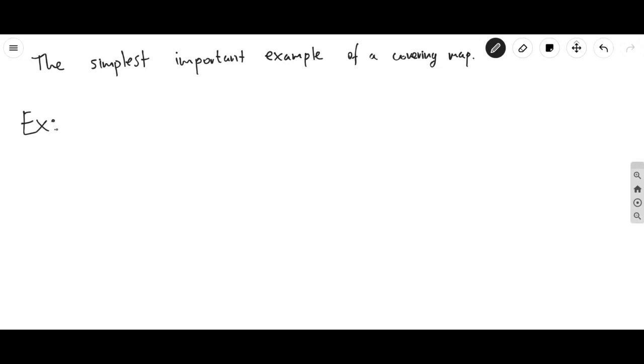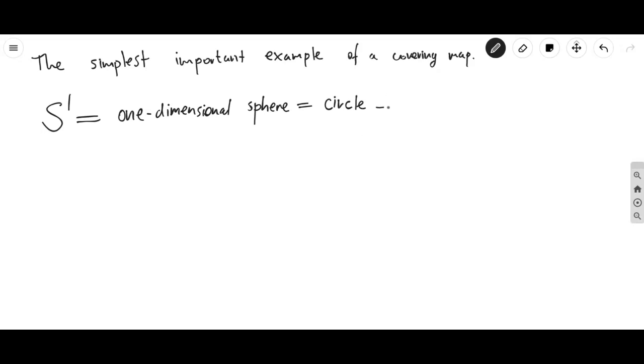So in this example, pi, well, maybe before I write anything down, let me just write some notation. S1 is the one-dimensional sphere, which we typically call the circle. Unless you're a topologist, then the circle is called a one-dimensional sphere. And the way we typically write the circle is we prefer to use complex notation. So we say it's the complex numbers with the property that its absolute value is equal to 1.